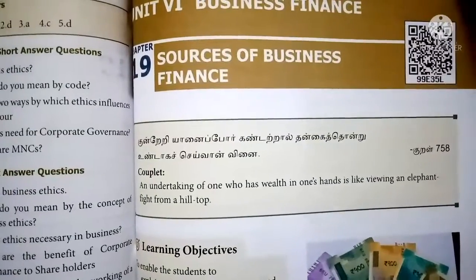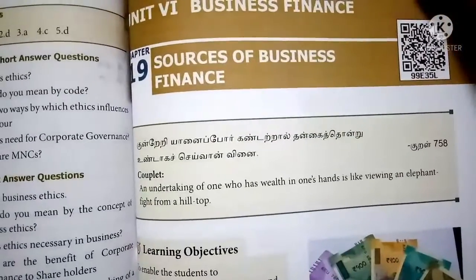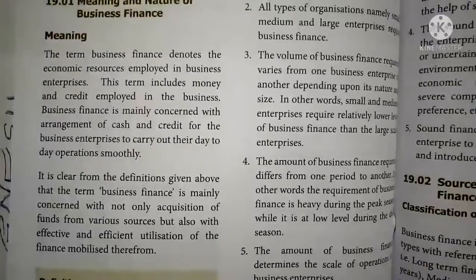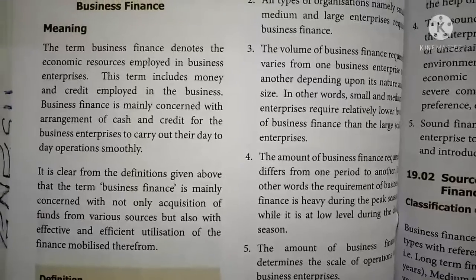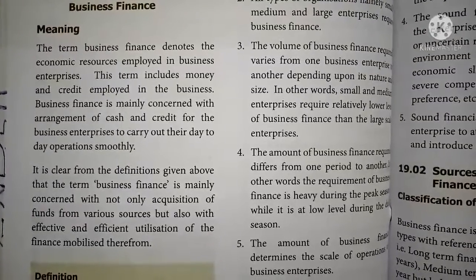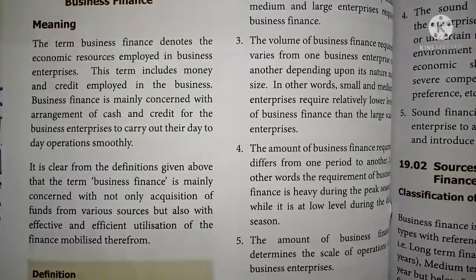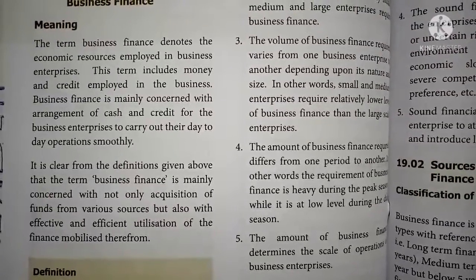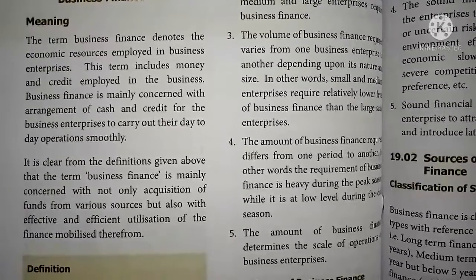In this video we start a new chapter, that is sources of business finance. First we discuss the meaning and definition of business finance. The term business finance denotes the economic resources employed in a business enterprise. The business activities are going on with economic objectives. The financial activities of the business are considered as business finance. So this term includes money and credit employed in the business.